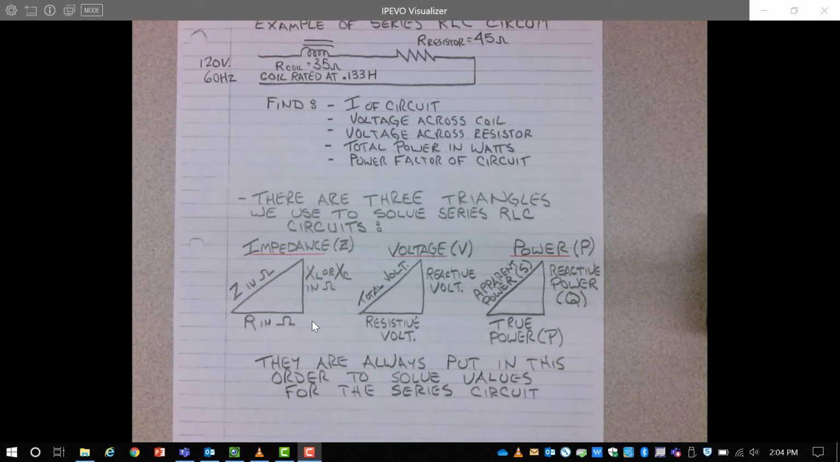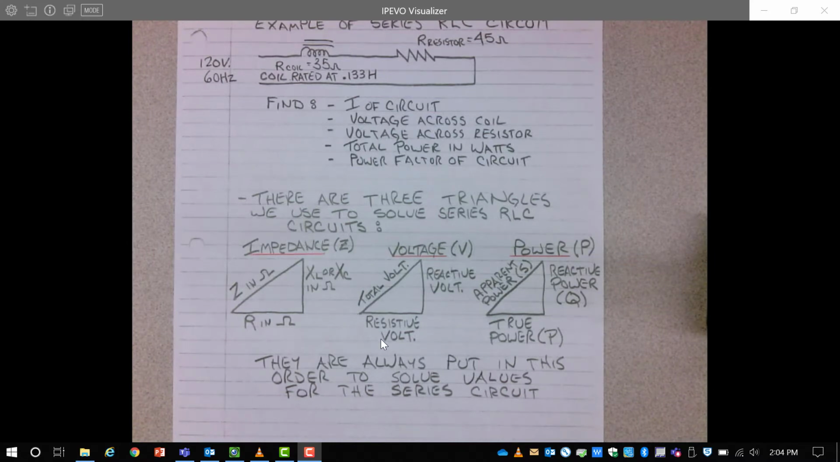In the impedance triangle, everything is in ohms. The horizontal is the resistance of the circuit in ohms. The vertical is the reactance, inductive or capacitive, in ohms. And the total of those two is the total impedance in ohms of the circuit.